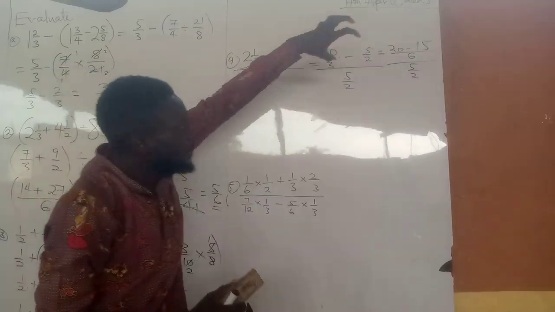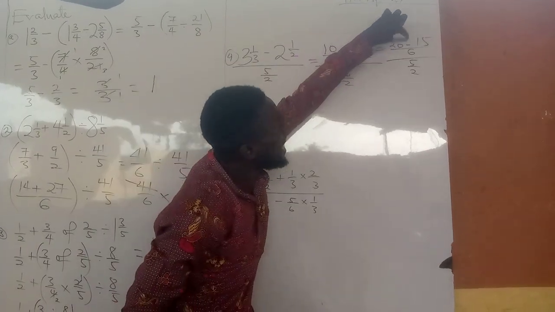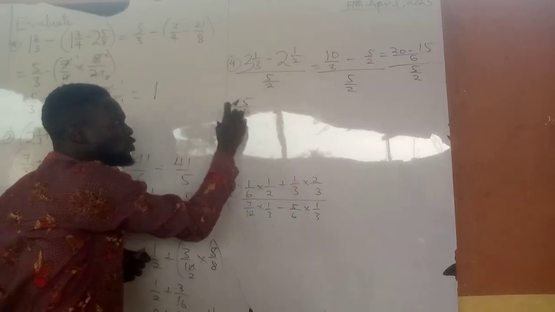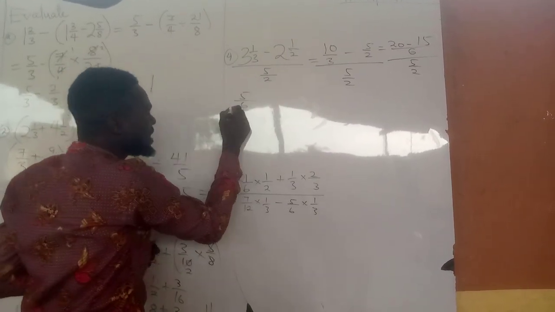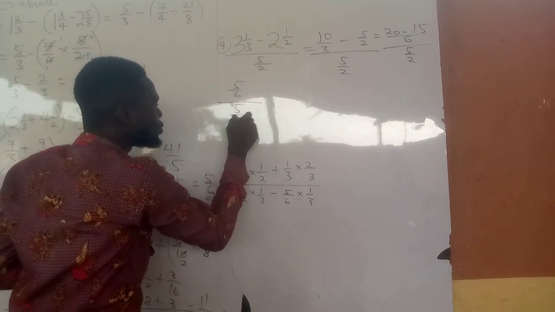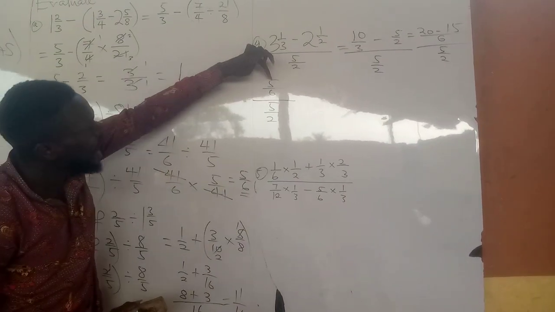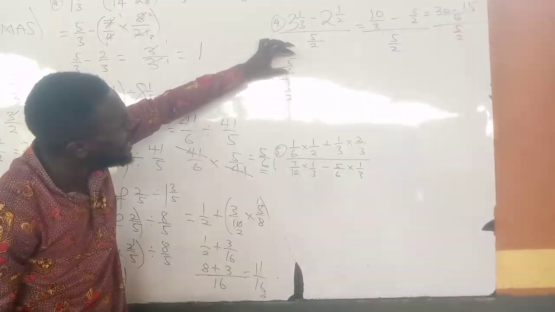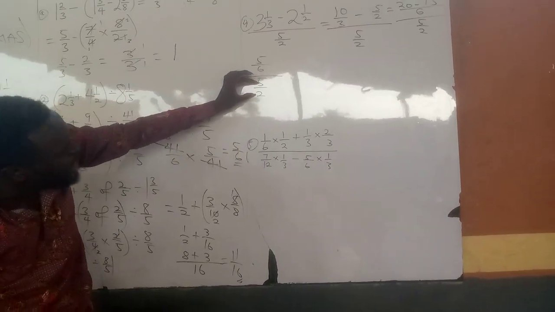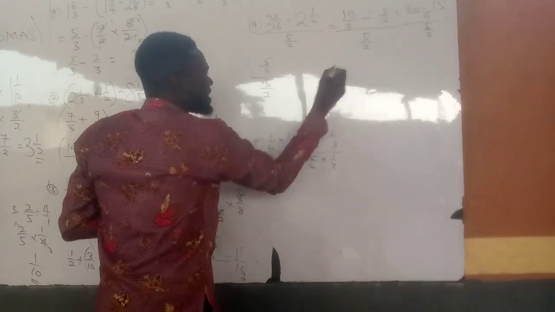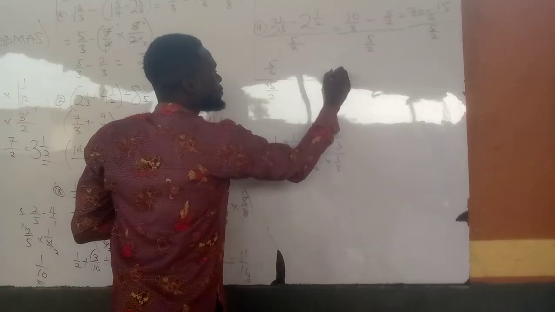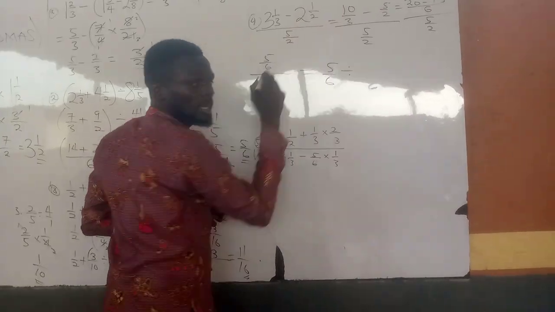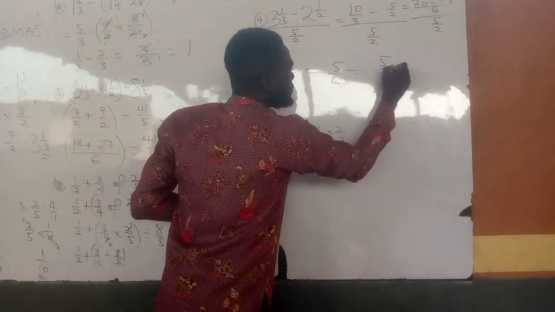So let me keep on solving my numerator. 20 minus 15 will give me 5. So I have 5 over 6. And this is the numerator for all this fraction, which is divided by the denominator 5 over 2. So this is 5 over 6, all divided by 5 over 2. Now this 5 over 6 divided by this 5 over 2 is the same as 5 over 6, which is the numerator, divided by the denominator, 5 over 2.